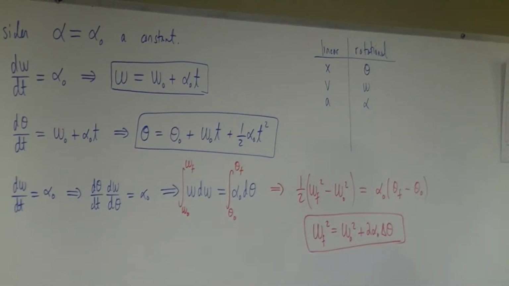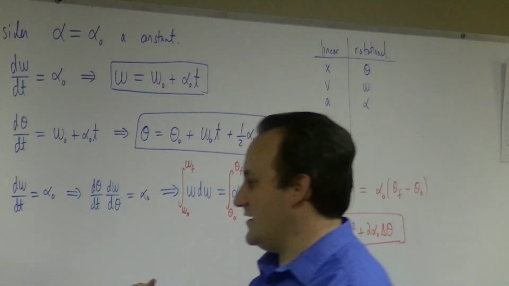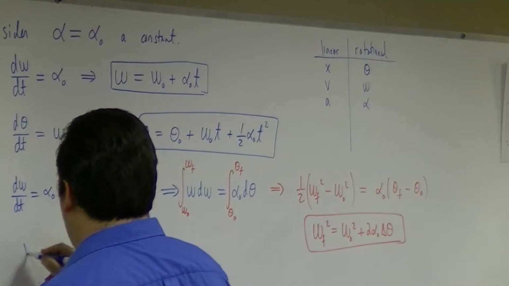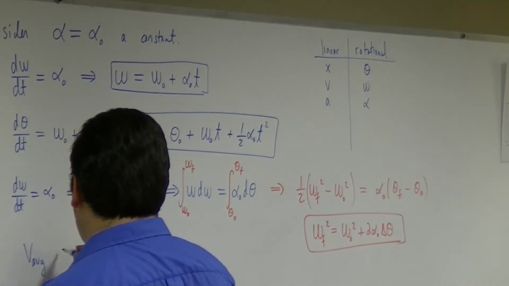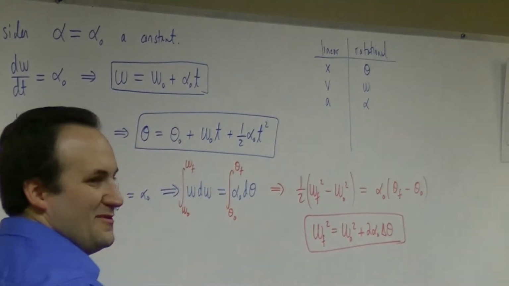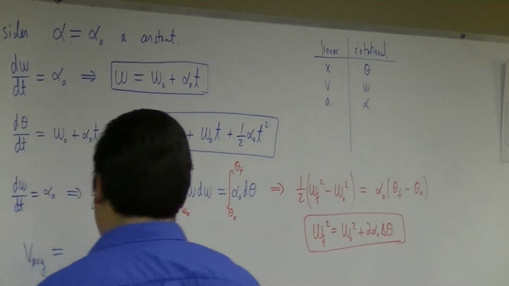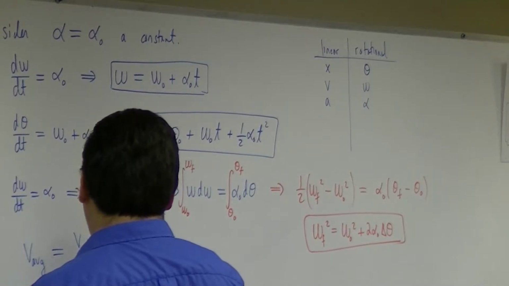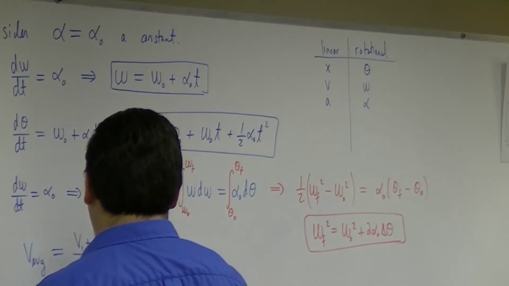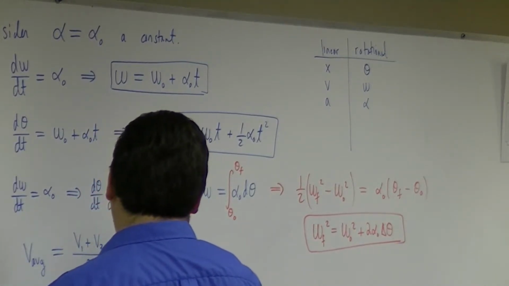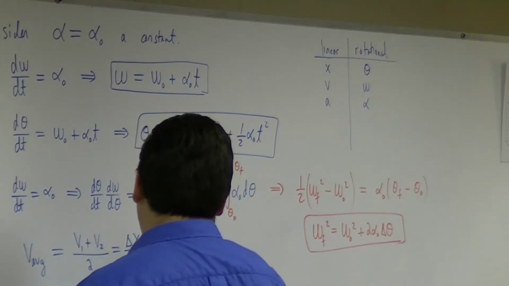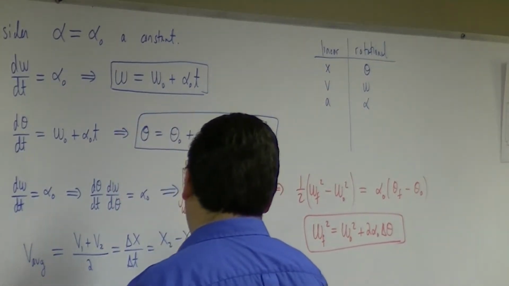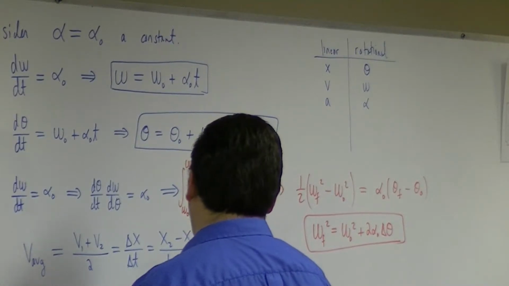And these are defined in analogy with respect to each other, right? So let's see here. There was another thing we derived in the linear case: that the average velocity was the average of the velocities. I mean the average was also equal to v1 plus v2 divided by 2, where that's also equal to the change in x over the change in t. To be more specific, x2 minus x1 over t2 minus t1, right?